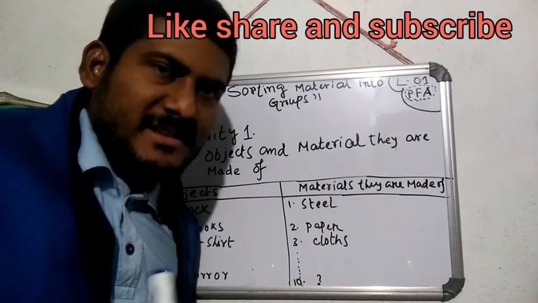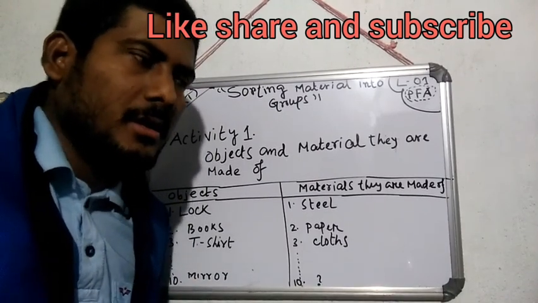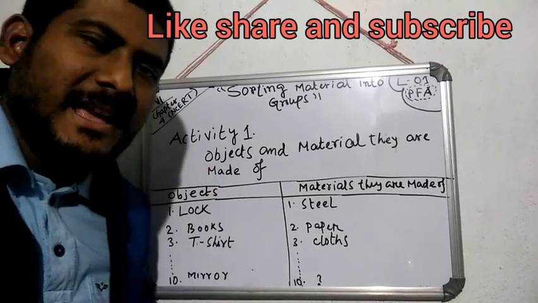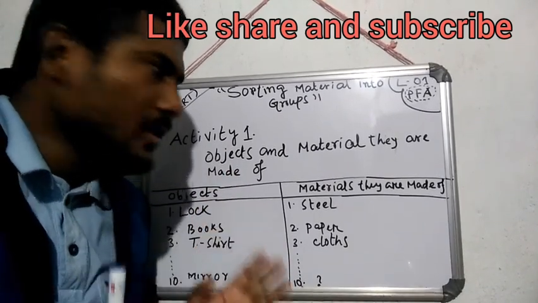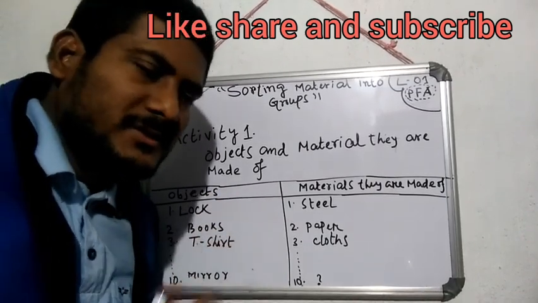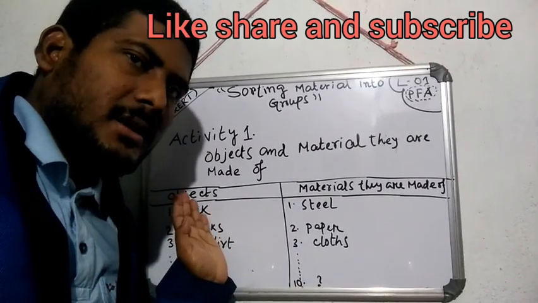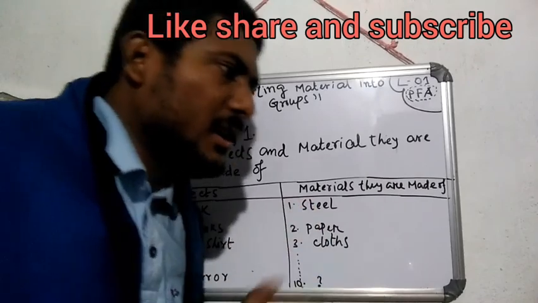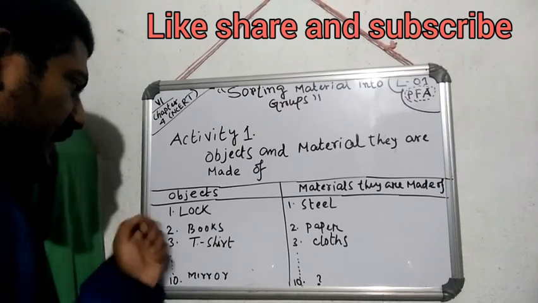Now, on the basis of the discussion which we had a few minutes ago, you can do an activity like this. This is activity number one, and in this activity you have to group objects and the materials they are made of. That means you have to make two columns, and in the left side column you put objects, and in the right side column you put the materials they are made of.